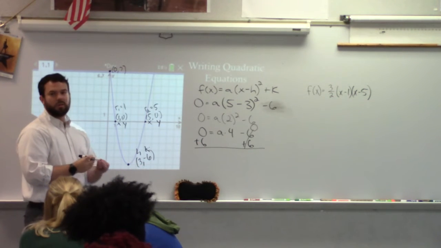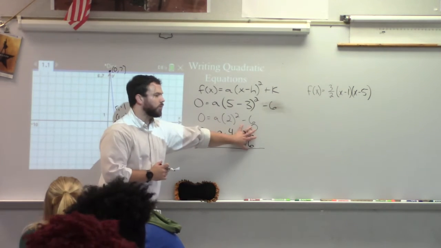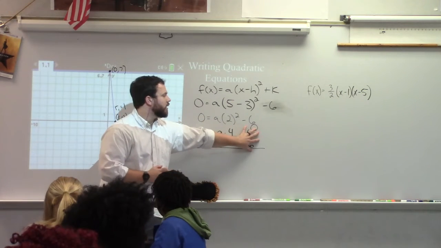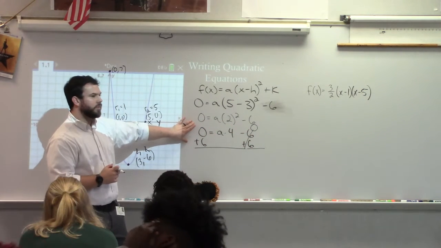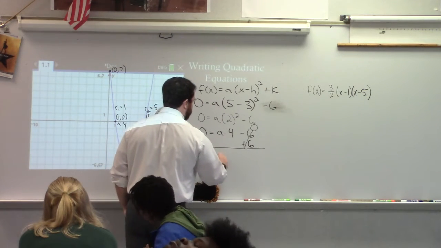That understanding of the order of why I'm doing what I'm doing is important. I'm trying to create a 0 first and foremost. But because I changed the right-hand side, to balance it out and keep the equation equivalent, I have to add 6 to the left-hand side as well. That order matters.